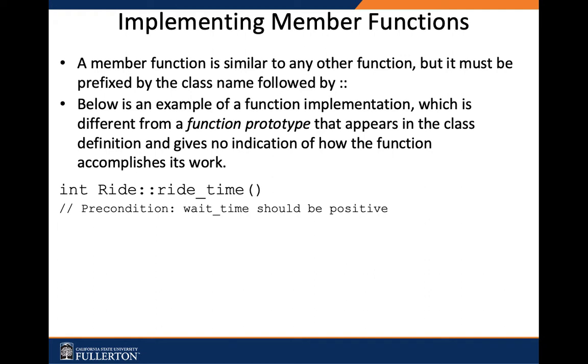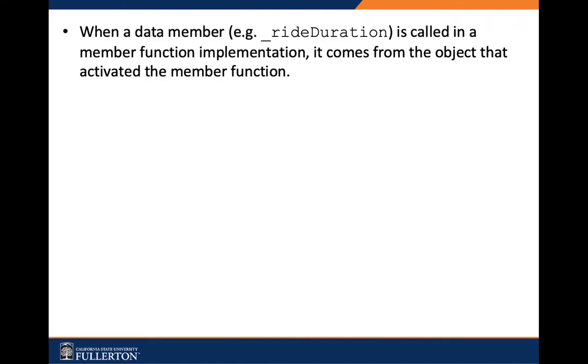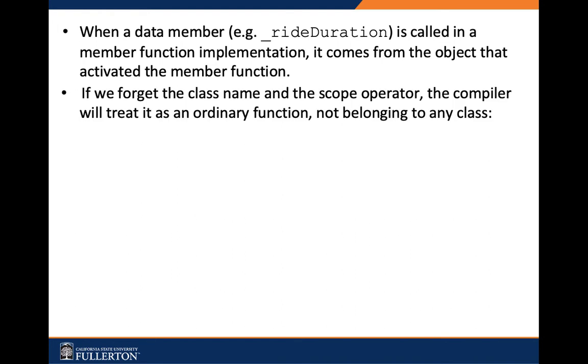The precondition is that the data member wait time needs to be positive, and the postcondition is that it computes the total time spent on this write. So we add the write duration and the write wait, and we return it. When a data member, for example write duration, is used in a member function implementation, it comes from the object that activated the member function.